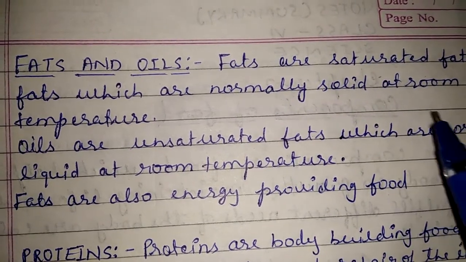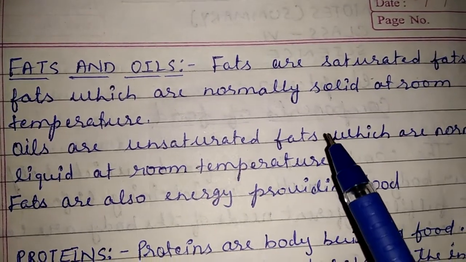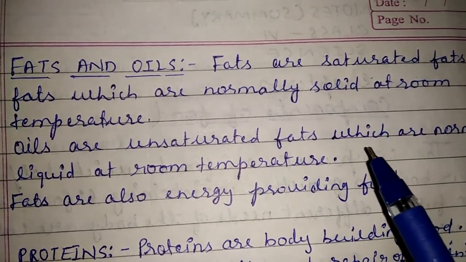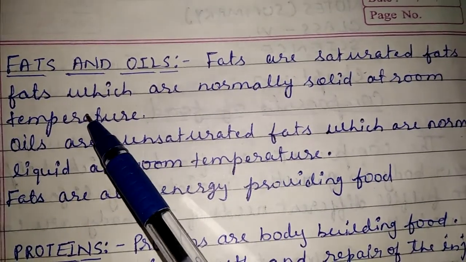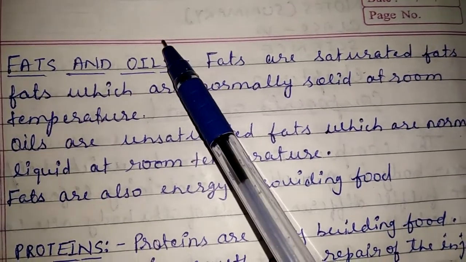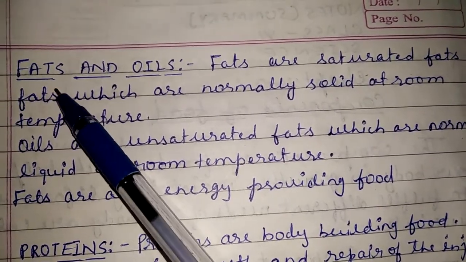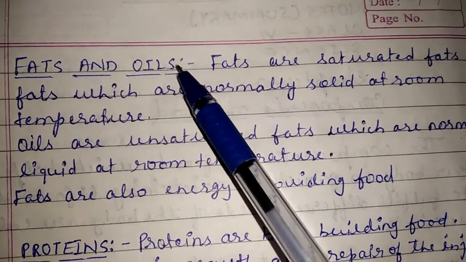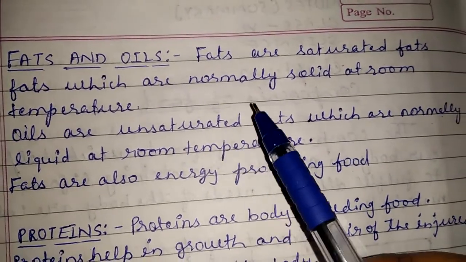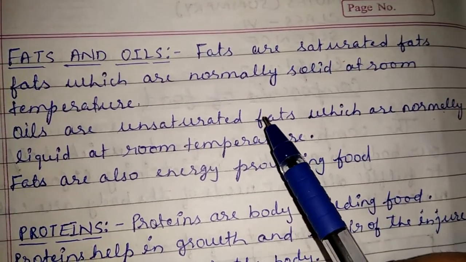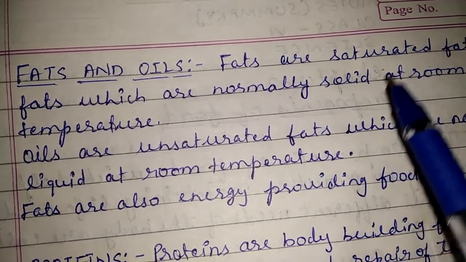So students, fats are also a source of energy, and they provide double the energy of the same amount of carbohydrate. Normally oils are also fats, fats are saturated and oils are unsaturated. Fats are solid at room temperature, oils are liquid at room temperature, and on warming the fat melts into liquid. So that's all about the fats.